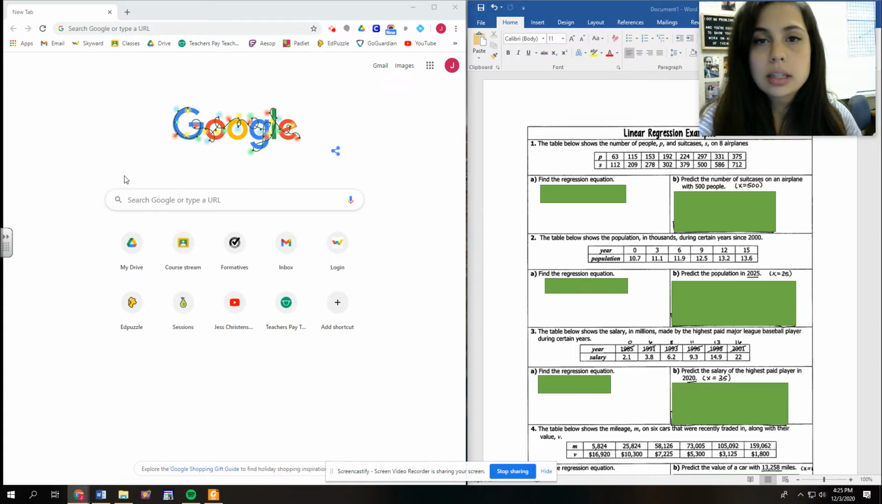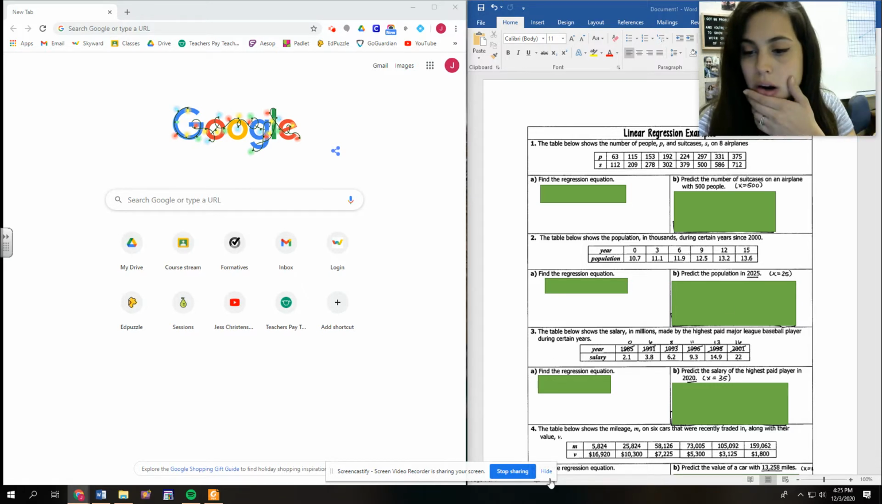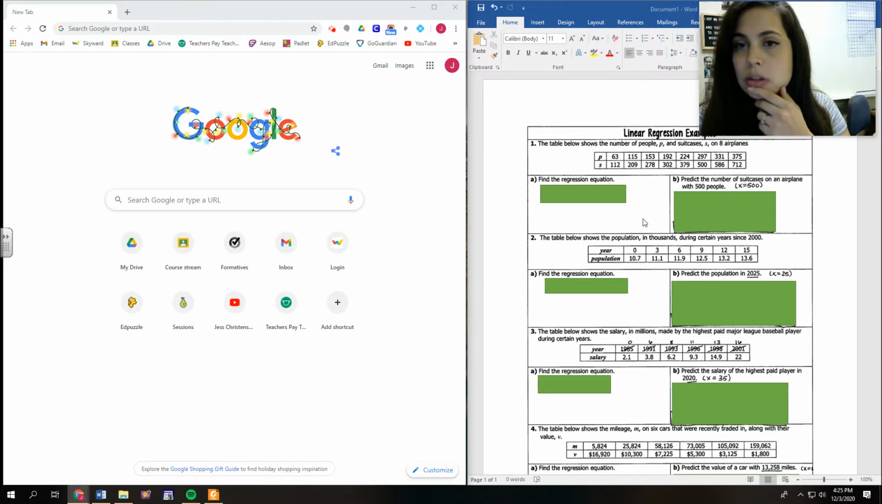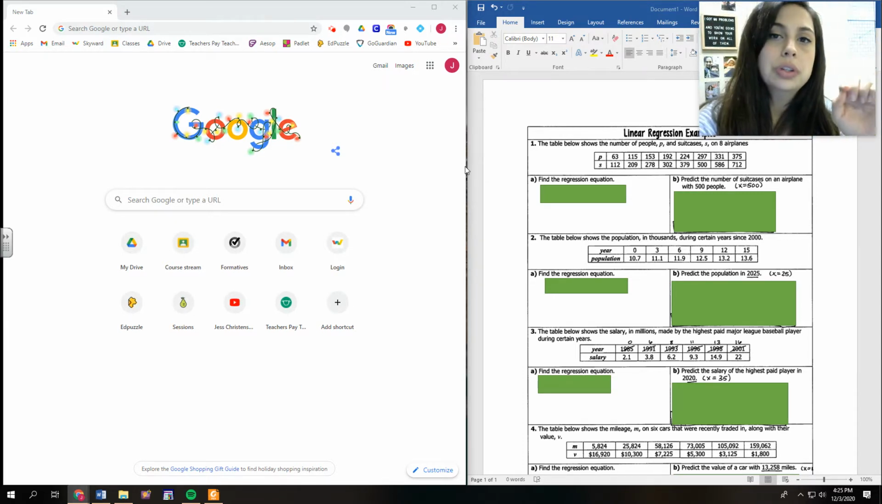Okay, guys, I have up here your notes on linear regression. So here are the examples in your notes. I'm doing the video on how to use the graphing calculator online, and then when we're in class, we'll use the in-class graphing calculator. So we're going to learn two different ways.